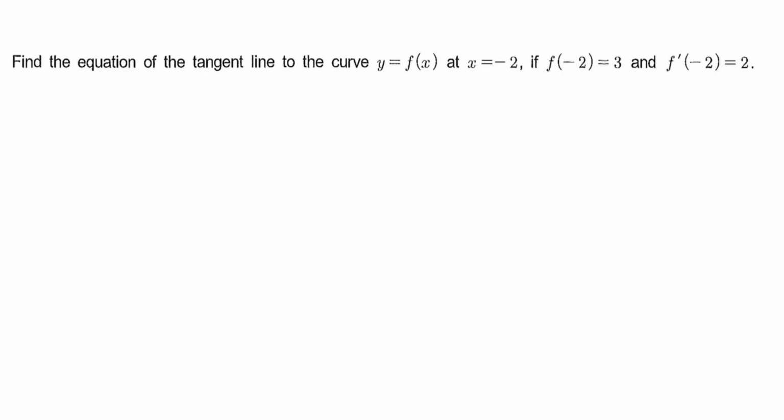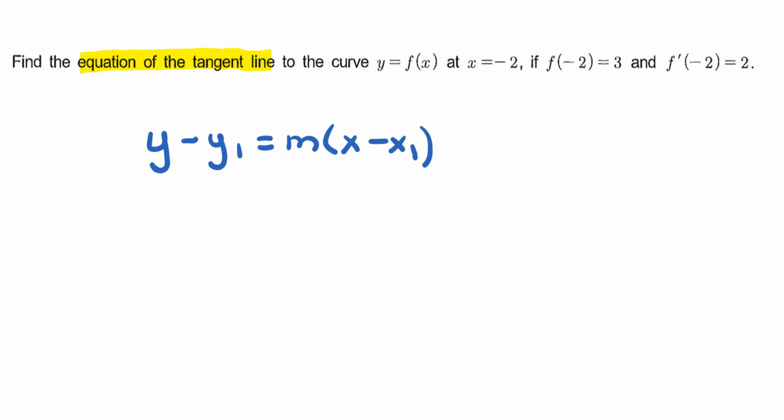Let's take a look at some of these tangent line questions using the power rule. For this very first question, we need to find the equation of the tangent line given the following information. Anytime I see an equation of a tangent line problem, I just write out the equation of a line in point slope form. And then I need to look at the information that's given to me.